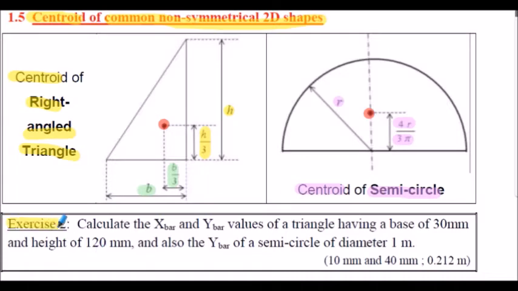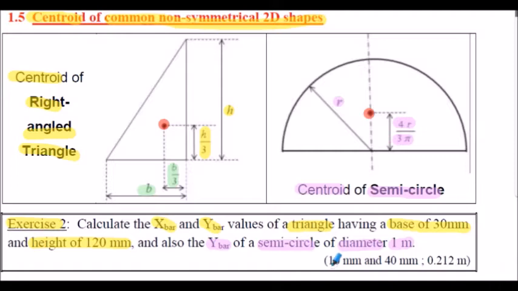Exercise 2 wants us to calculate the x bar and the y bar values for the triangle, shown on the left hand side here, if the base is 30 millimeters and the height is 120 millimeters. And the exercise also wants us to calculate the y bar of the semicircle if the diameter given is 1 meter. I'd encourage you to stop the presentation and briefly attempt this exercise.